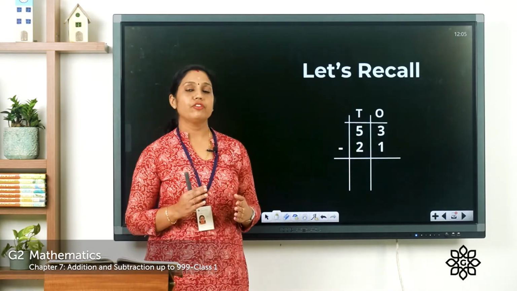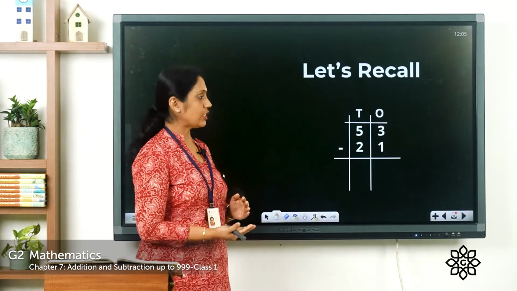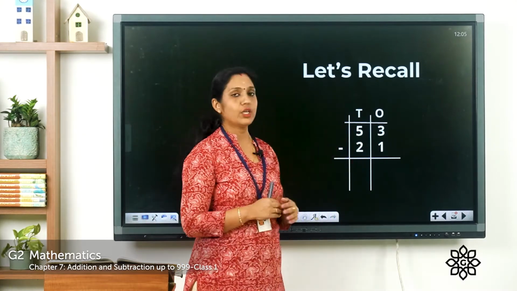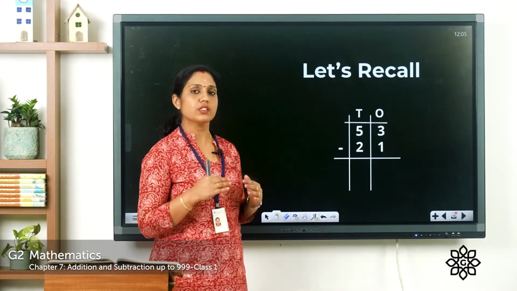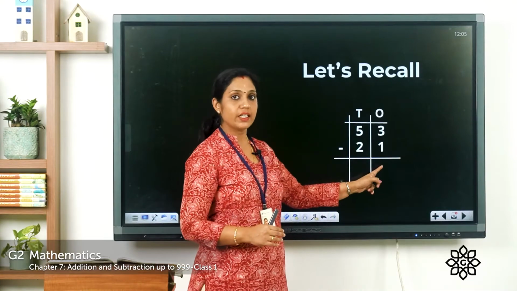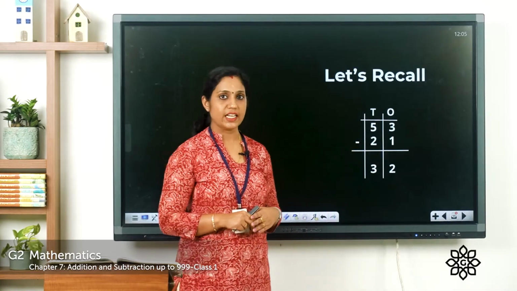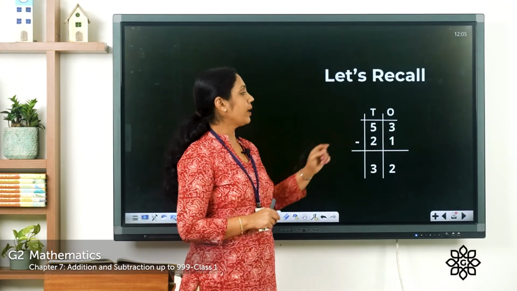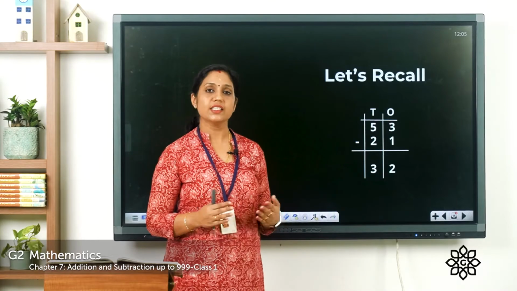Now we have 53 minus 21. In the ones place we have 3 and 1. We have to subtract 3 minus 1. So how much is 3 minus 1? It is 2. So where should we write it? Here in the ones place. And then we'll move on to the tens place. We have 5 minus 2. So 5 minus 2 is 3 and we get the answer 32.